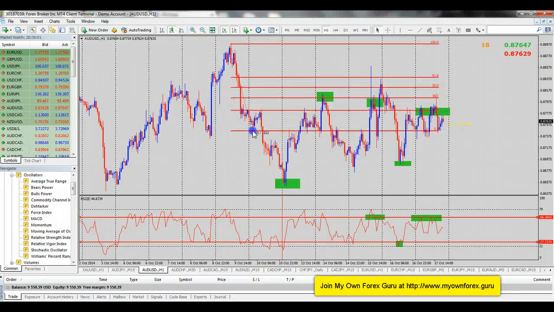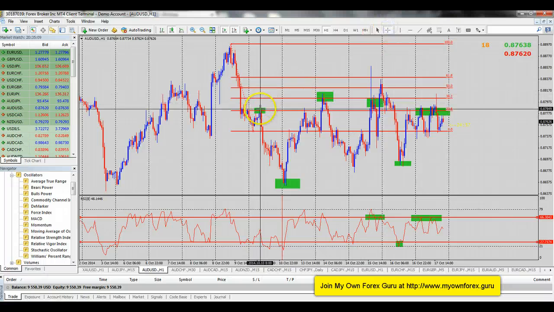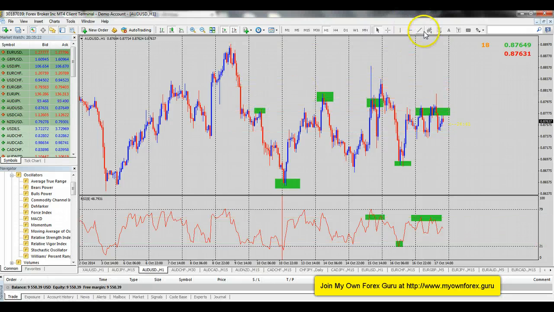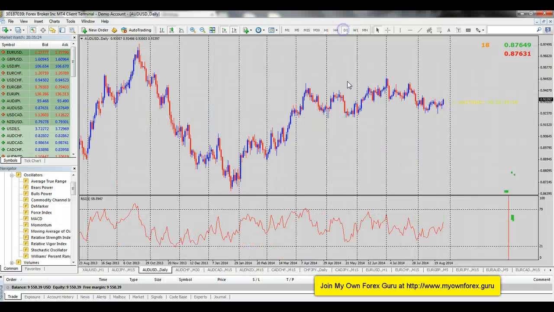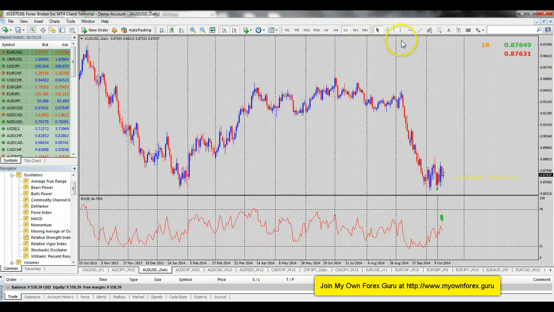If we came in here, we had a retracement to here, 23, and we had a drop from here down to here of 131 pips. And the higher time frame you have, the bigger the drop will obviously be. A lot of people are using this on the daily time frame.